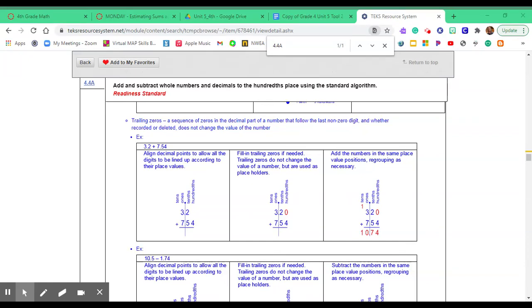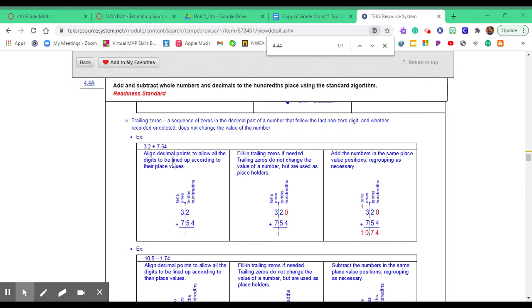Today is going to be a review of standard 4.4a, adding and subtracting decimals to the hundredths place using the standard algorithm. The standard algorithm basically just is the standard way of adding and subtracting. But with decimals, we have to make sure we line everything up by the decimal. So in this first example, they're showing us 3.2 plus 7.54.